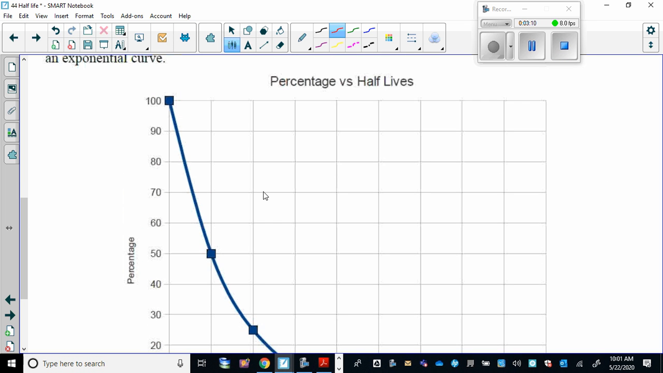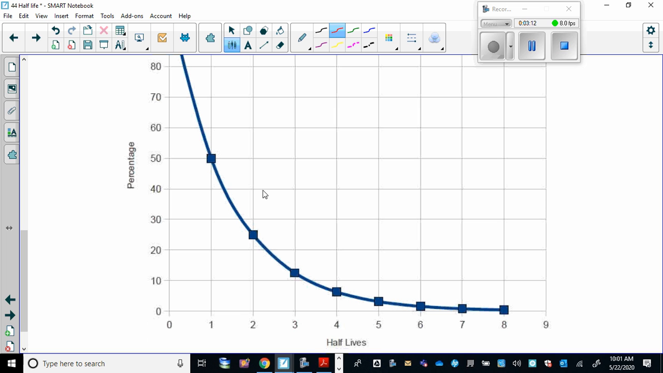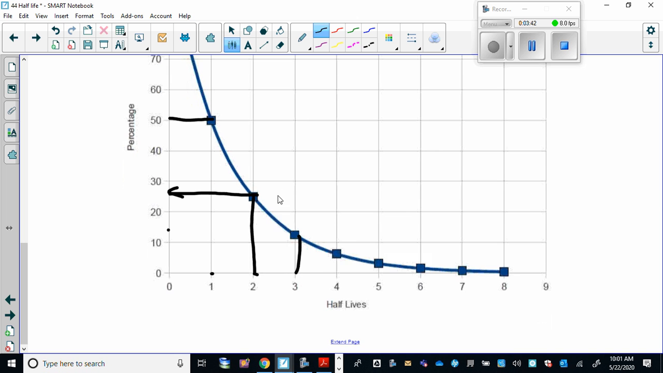So this is a percentage versus half-life graph, and they can ask you how much of the material remains after 2 half-lives, and you would just say, after 2 half-lives, it looks like around 25% of the material remains. Now that makes sense, doesn't it? Because after 1 half-life, it's obviously going to be 50. After 2 half-lives, it's going to be 25. After 3 half-lives, it's going to be 12.5, and so on and so on.